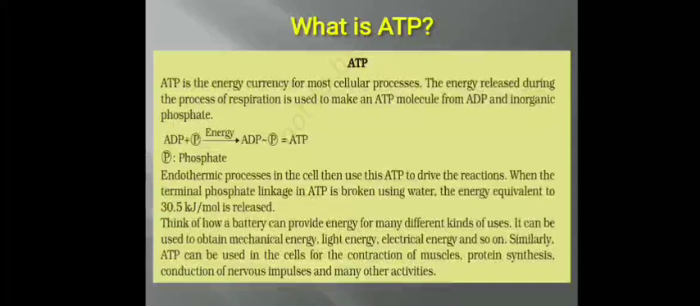Think of how a battery can provide energy for many different kinds of uses. It can be used to obtain mechanical energy, light energy, electrical energy, and so on. Similarly, ATP can also be used in the cells for the contraction of muscles, protein synthesis, conduction of nerve impulses, and many other activities.